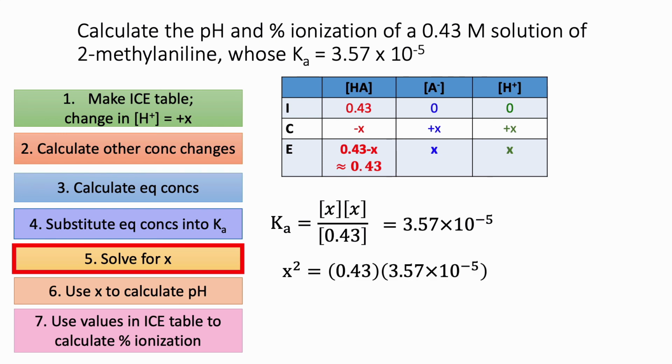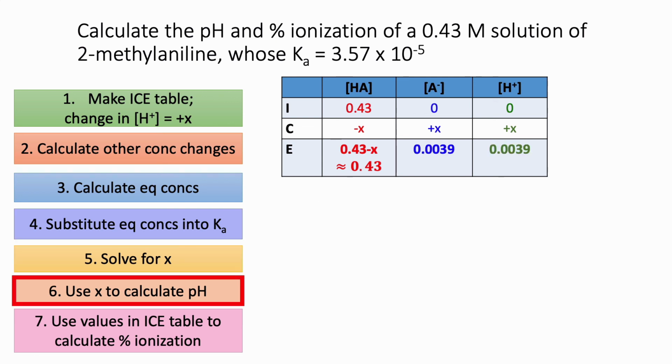So X squared is going to be 0.43 times 3.57 times 10 to the minus fifth. X will be the square root of 1.53 times 10 to the minus sixth, and then our X value will be 3.9 times 10 to the minus third. When you plug those into the equilibrium concentrations, you see that our 0.43 minus X rounds to 0.43, and that's great. That tells us that our shortcut worked and is a valid shortcut.